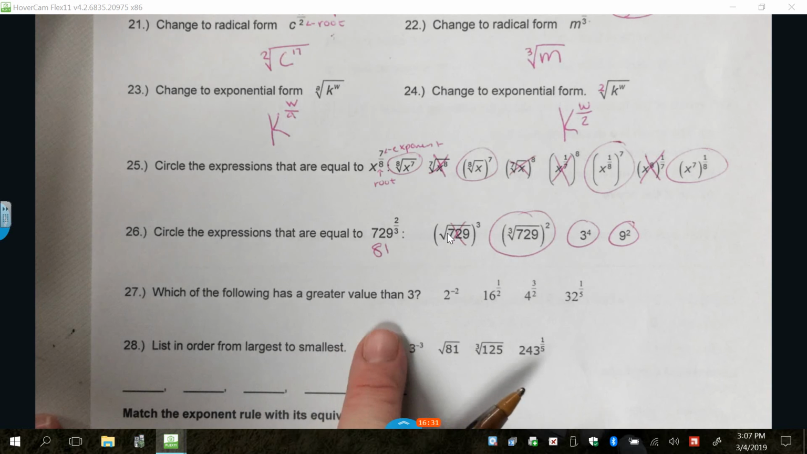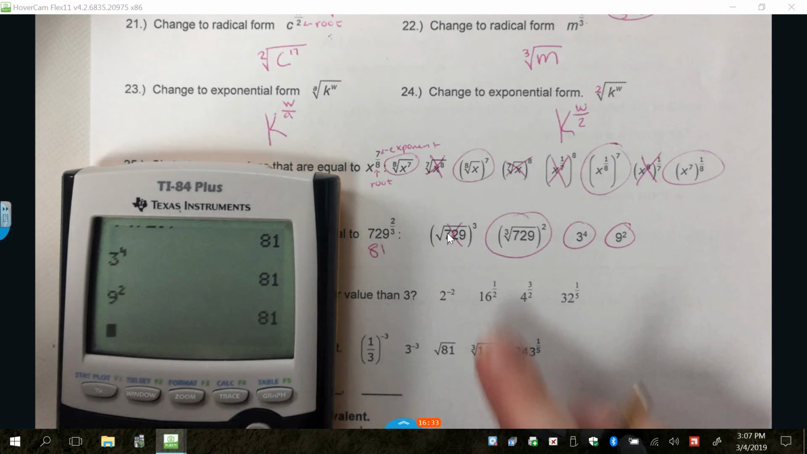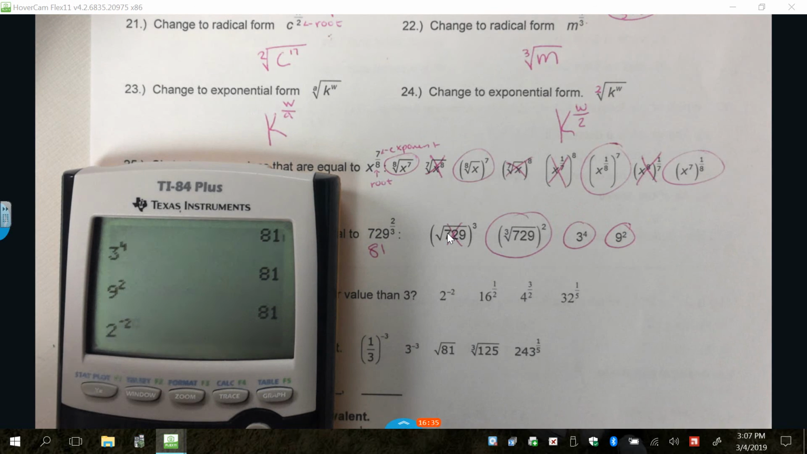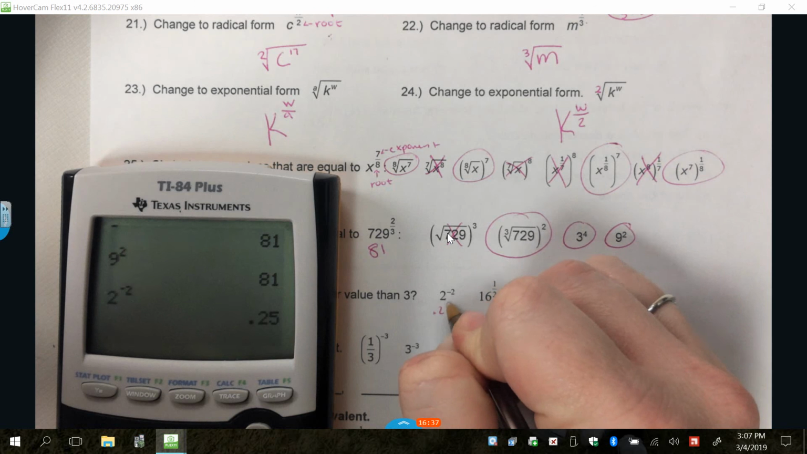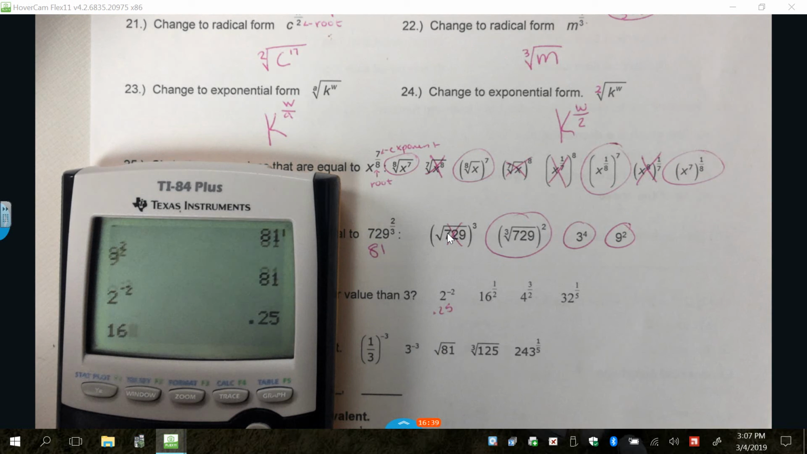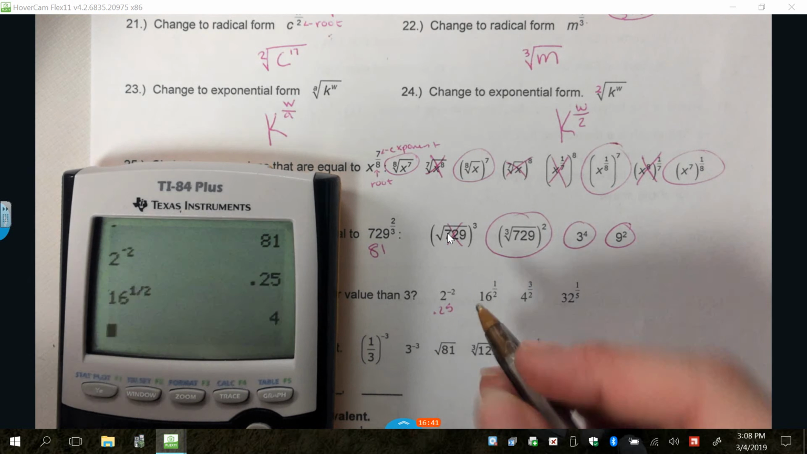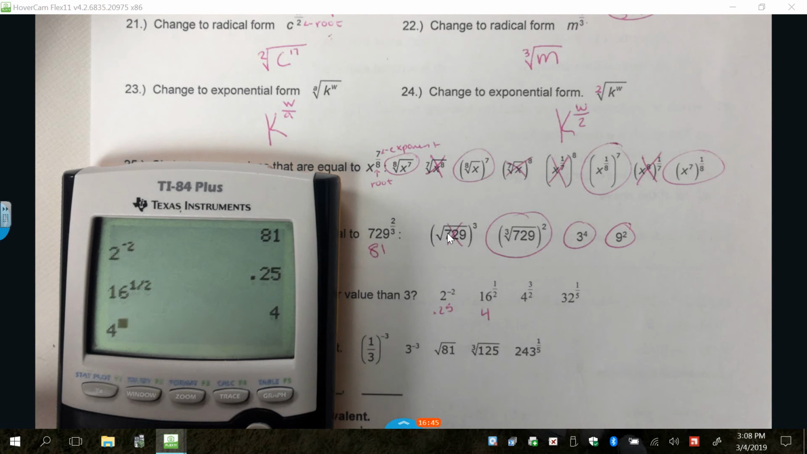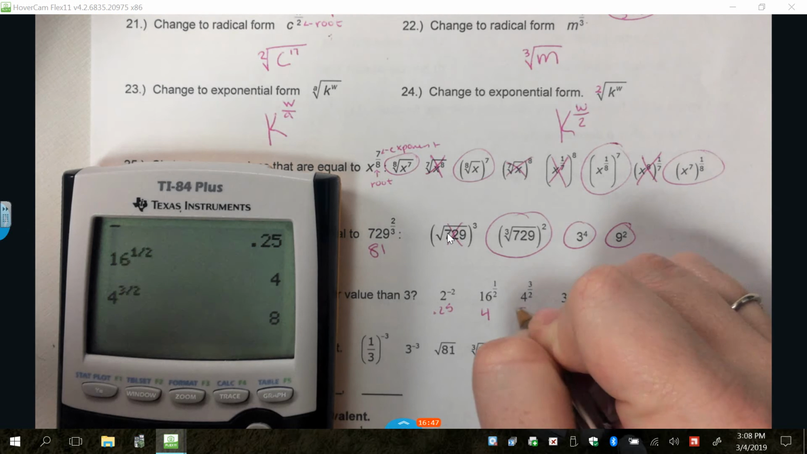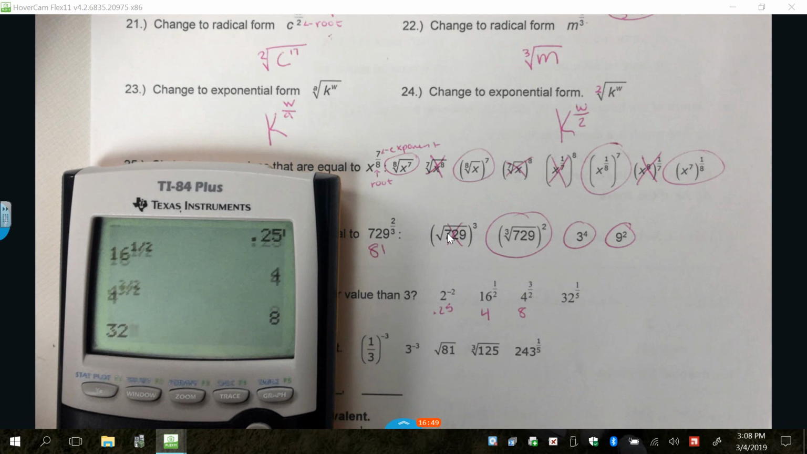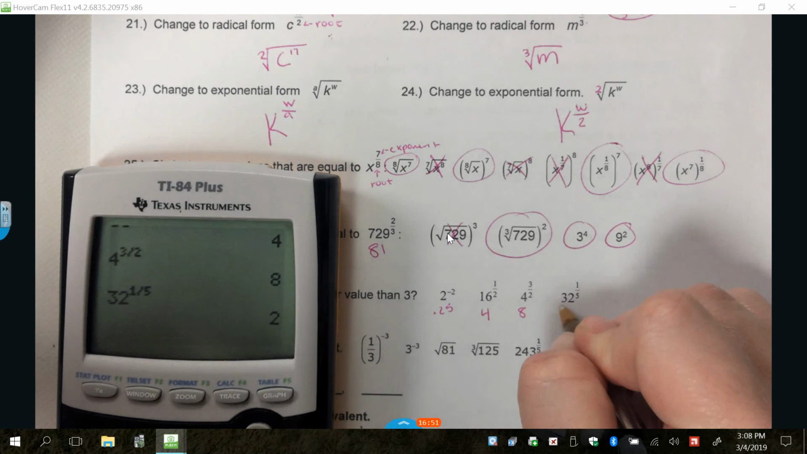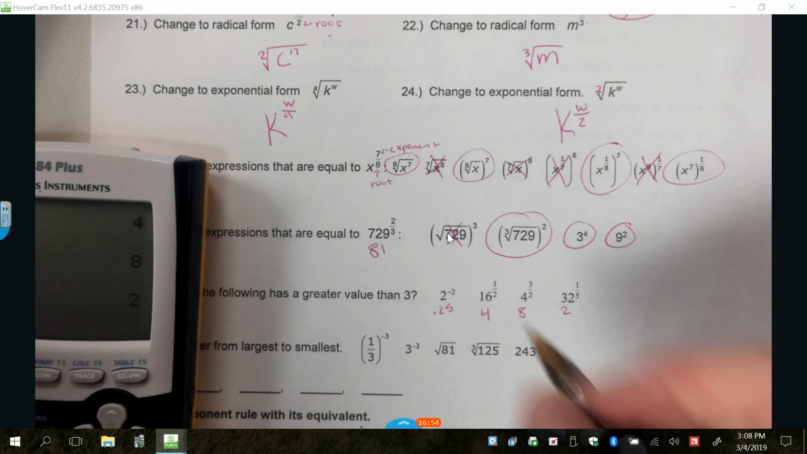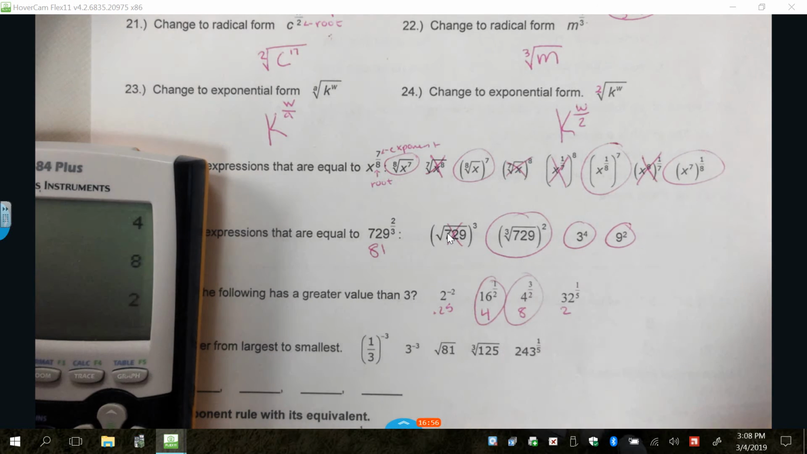Which of the following has a greater value than 3? Again, calculator problem. 2 to the -2 power is 0.25. 16 to the 1/2 power is 4. 4 to the 3/2 power is 8. And 32 to the 1/5 power is 2. So it says circle the values greater than 3. This is greater than 3, and this is greater than 3.